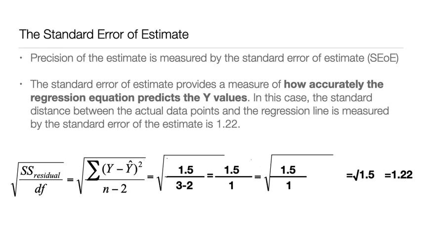So we don't have a lot of error. This is our precise measurement of how much actual distance is between the regression line and these actual observed values. And so this ends our quick tutorial on regression and measuring the accuracy of that regression line, predicting y values with that standard error of the estimate.